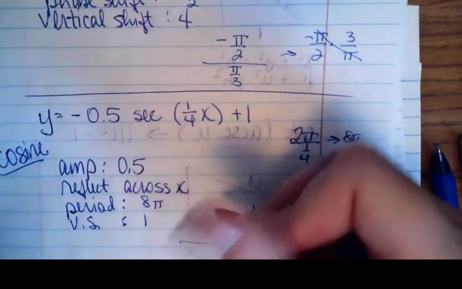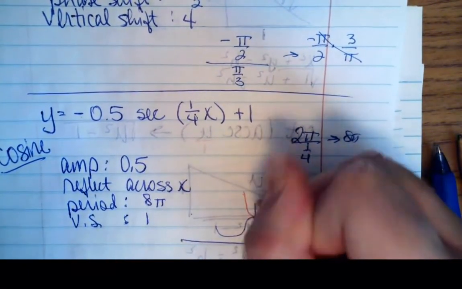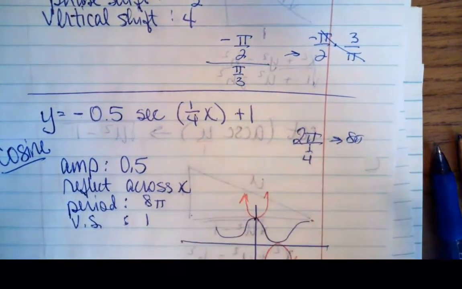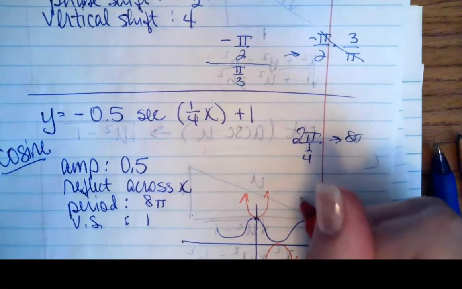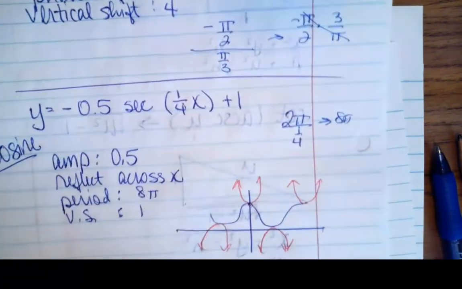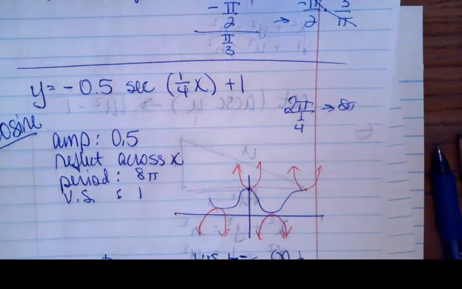So why did I do all that? Because secant is going to look like this. So secant is going to be your, this is what happens when you don't draw properly, okay? So that is secant. The red stuff is secant. So plot cosine, then go secant.